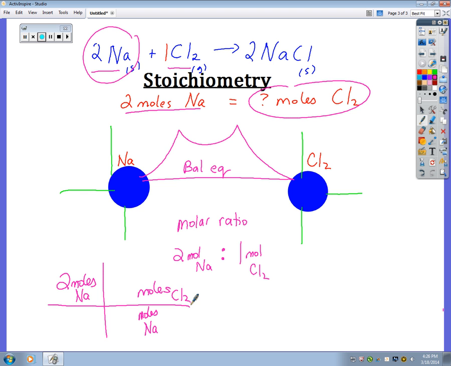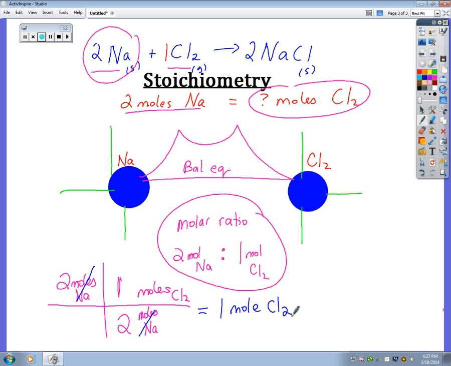And you can do so because of your molar ratio. Your molar ratio tells you that you have 2 moles of sodium for every 1 mole of chlorine. So what happens with our words here? Our words cancel. Moles of sodium cancel. I'm left with moles of chlorine, and I do my math. 2 times 1 on the top divided by 2. So my answer is 1 mole of chlorine.